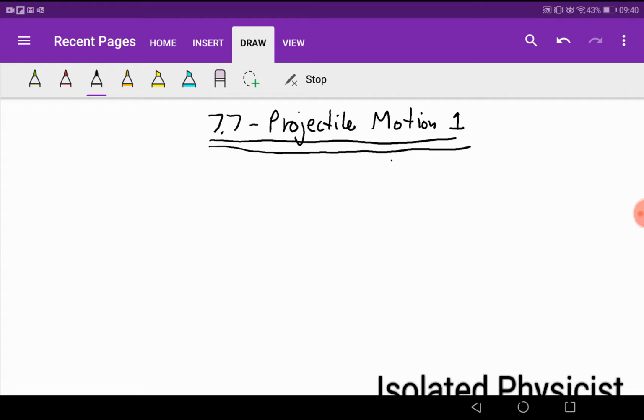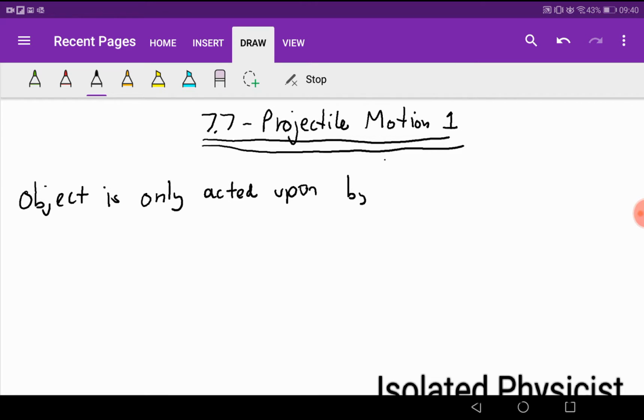So, a projectile, by definition, is an object that is only acted upon by gravity. So no other forces are going to be involved there, just gravity.